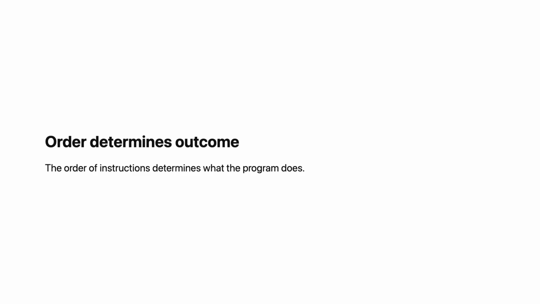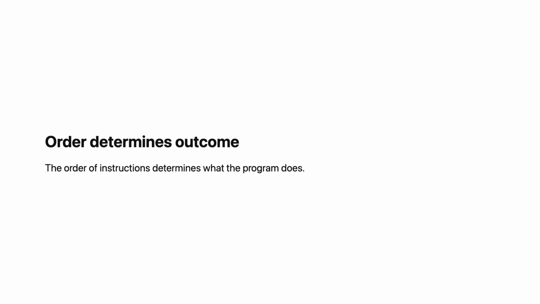This is true for all programs. The order of instructions is not arbitrary. It is essential to correctness. When you write a program, you are not just choosing what instructions to include. You are choosing the order in which they execute. Both choices matter. Why does order matter so much?